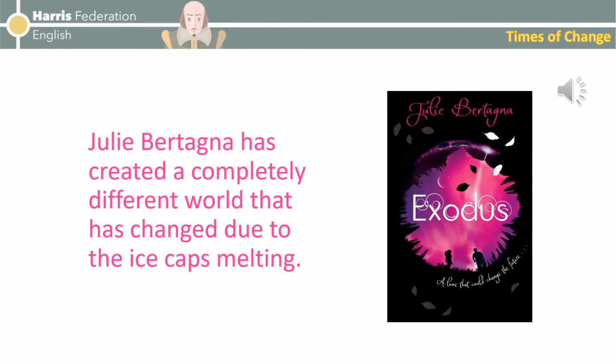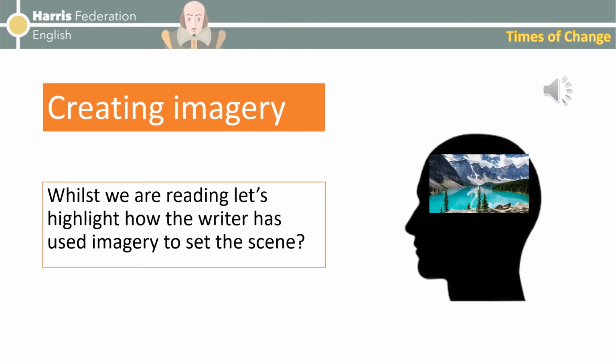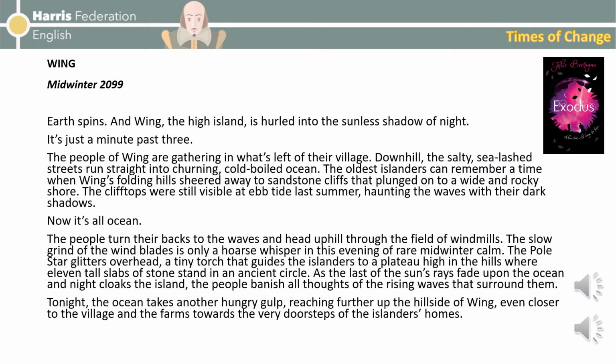The skill that we're focusing on today is imagery. So as we're reading the extract, really focus on the imagery, the metaphors, the similes, the personification. You should have this printed out, but if not, just follow on the screen. Whilst I read this extract to you, follow along and note down any times where you think Bertagna uses imagery for effect. Any similes, metaphors, personification that really set the scene.